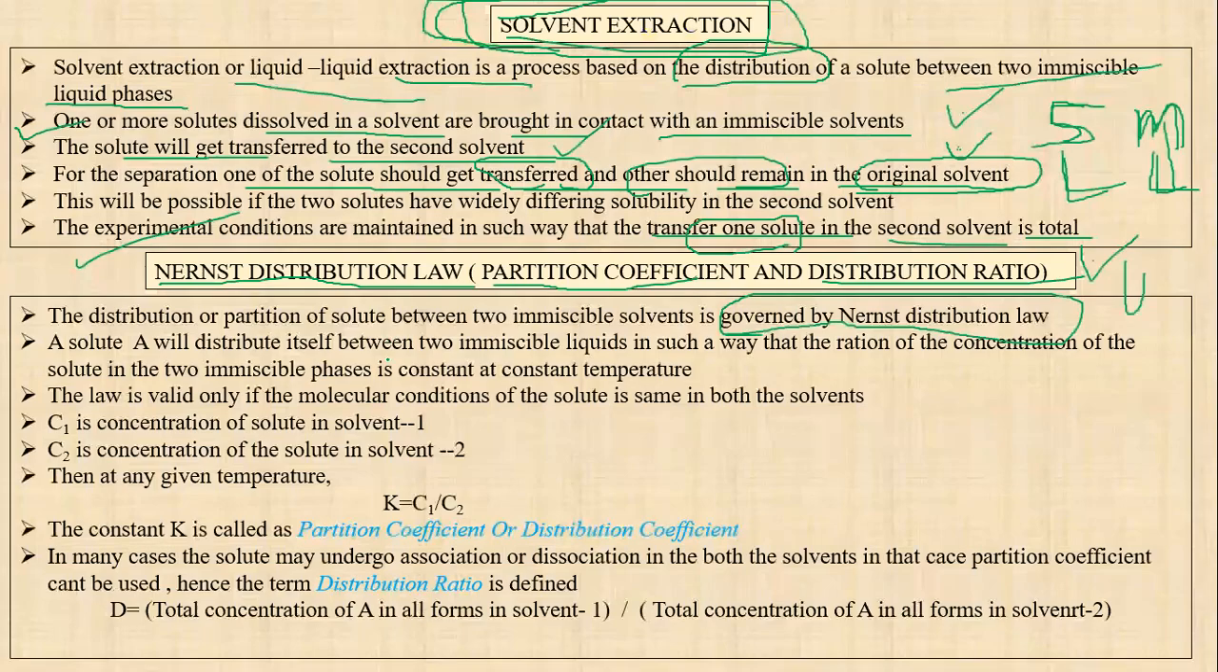Solute A will distribute itself between two immiscible liquids in such a way that the ratio of the concentration of the solute in the two immiscible phases is a constant at a constant temperature.